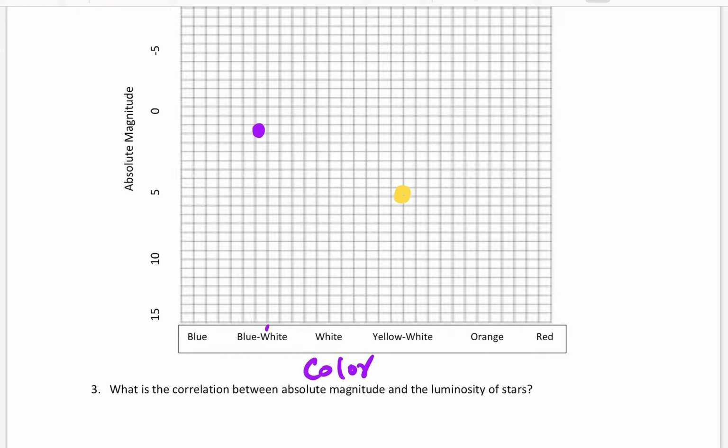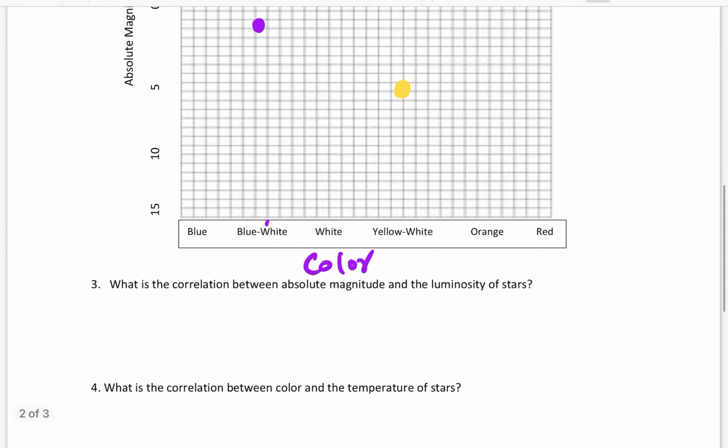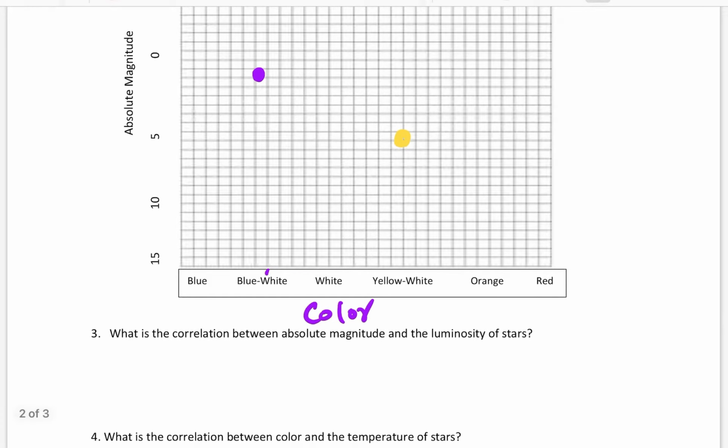Okay, let's do one more. I'm going to do, let's say, Mira. So this one is red and is 0.99. The red and 0.99, so close to 1. So it should be somewhere here. The red.